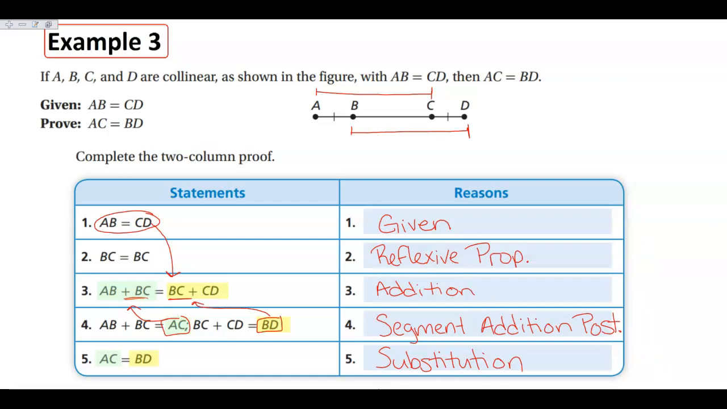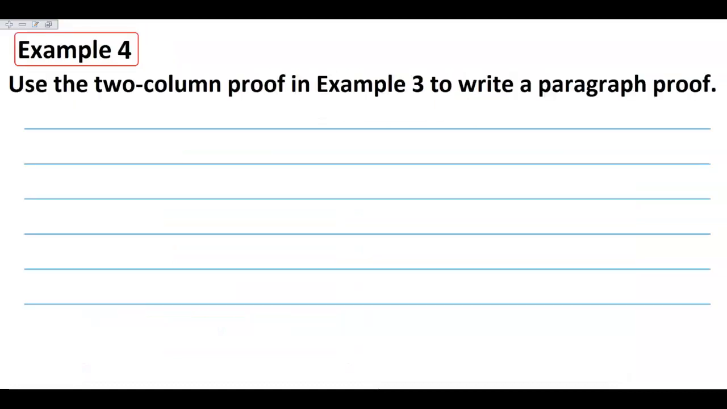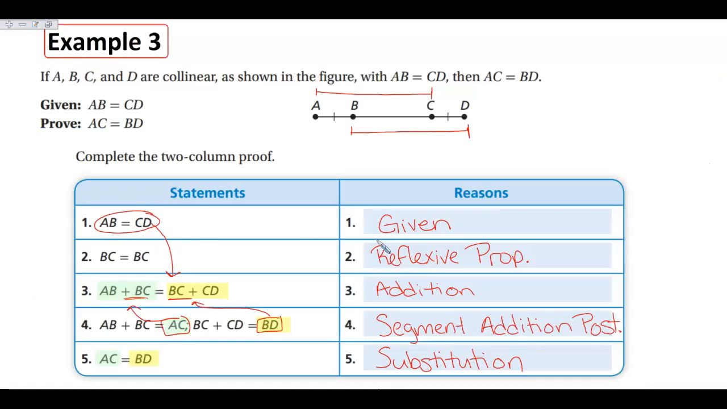All right, our next example is going to take the proof that we just did. We're not going to do a different proof, but we're going to take the one that we just finished, and we're going to write it as a paragraph proof. All right? So what I'm going to do here is I'm going to take the first step of this 2-column proof, and I'm going to write it as a paragraph. All right? So, or as a sentence.